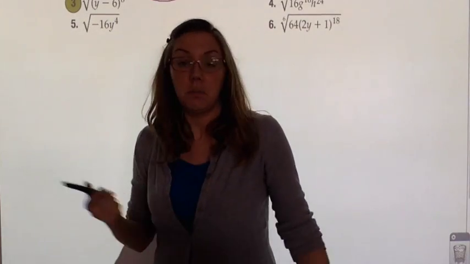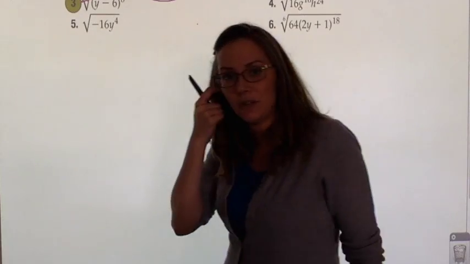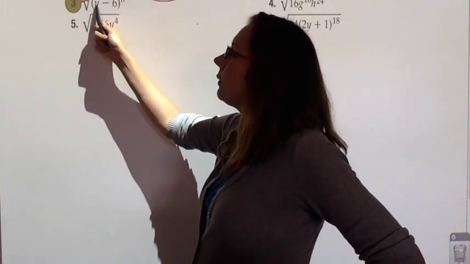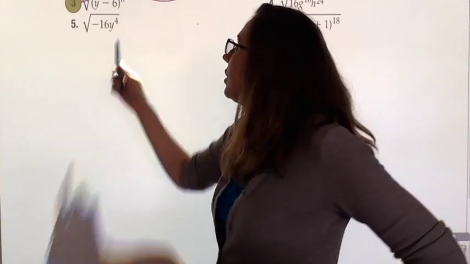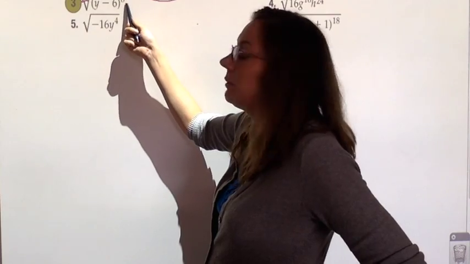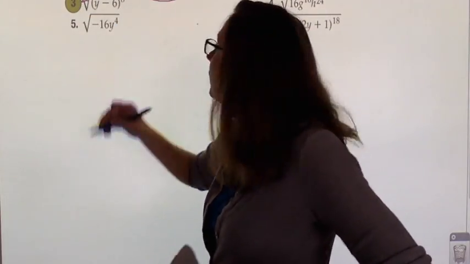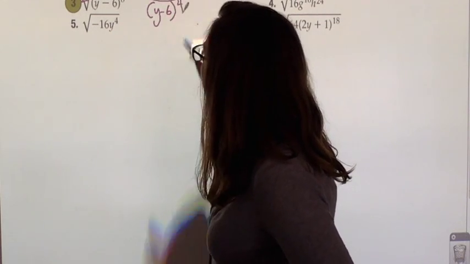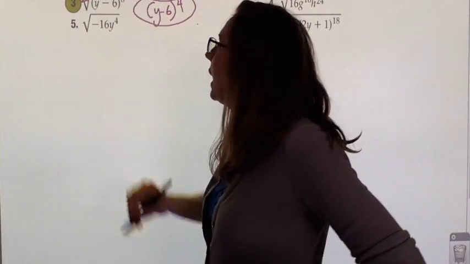3 looks tricky, but it's not, okay? It still has an index number of 2, even though it's invisible, right? It's a square root. Because these items are in parentheses, I'm not going to square root the y in a negative 6. Instead, I'm going to look at the exponent attached to it, and I'm going to divide that. 8 divided by 2 is 4. So I'm going to have a y minus 6 in parentheses to the 4th. That's it. I'm done. I don't have to do anything else. I'm finished.